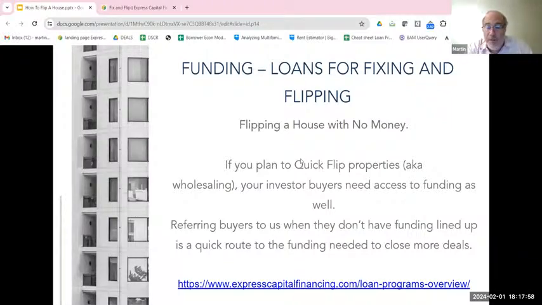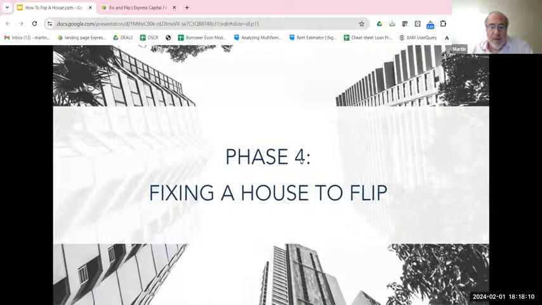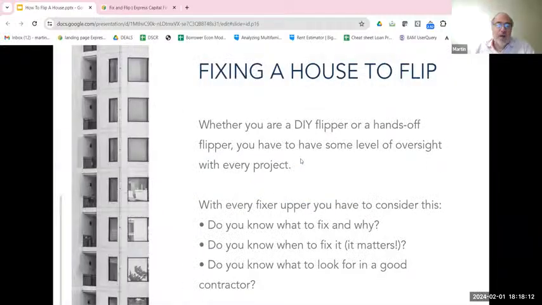It's a great way to find properties, and that is another way to find off-market properties. And again, you can meet wholesalers at a lot of these REI groups and other places in your local city or state. So fixing a house, whether you're a do-it-yourself flipper or a hands-off flipper, you have to have some level of oversight with every project.